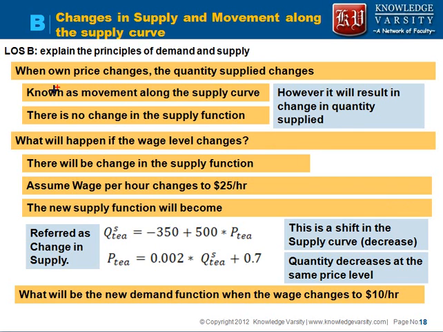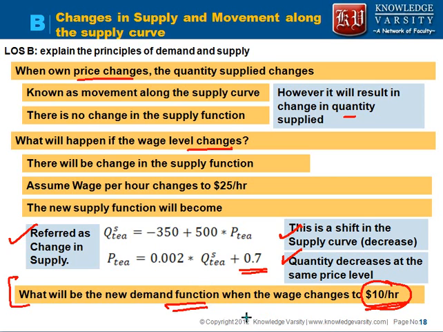Here, when there is an own price change, there is a movement. If the wage level changes, you find that the wage level has changed, so there is a shift in the curve, and quantity decreases at the same price level. This is referred to as a change in the supply. And the new question for your homework is, what would be the new supply function when the wage has changed to $10 per hour?